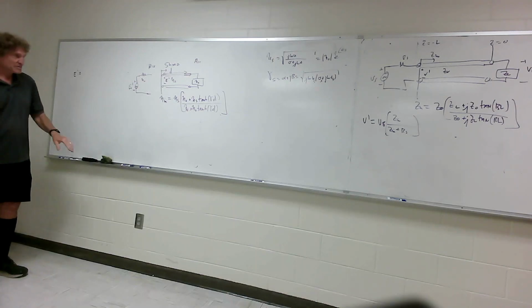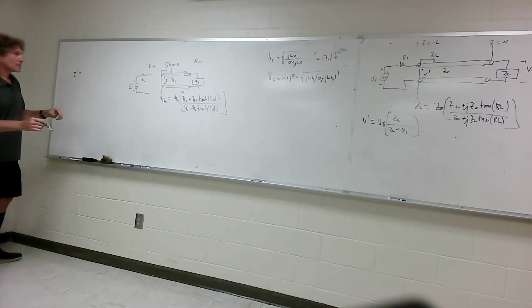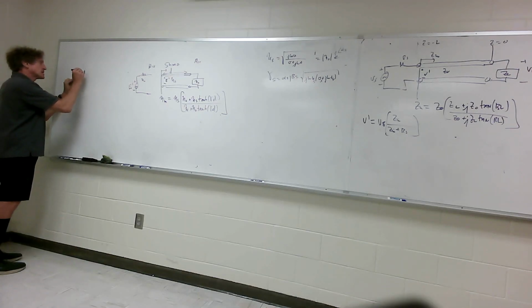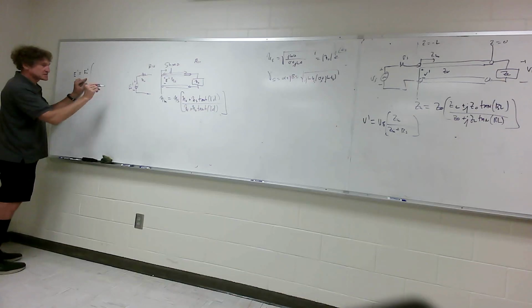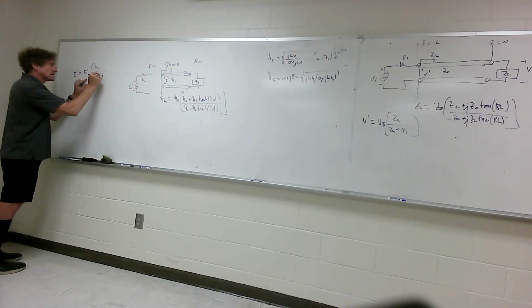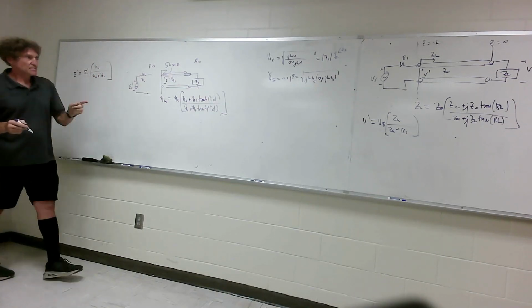Or better yet, why don't we do it this way? I'm going to say that E naught prime would be equal to the incident electric field, E naught incident, times the input impedance that I'm going into, which is eta n over eta n plus eta naught. And that would be the amount of the field right here.